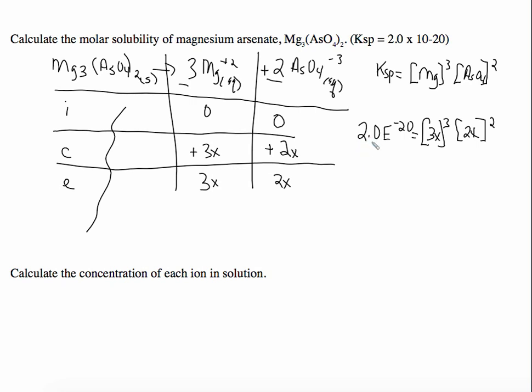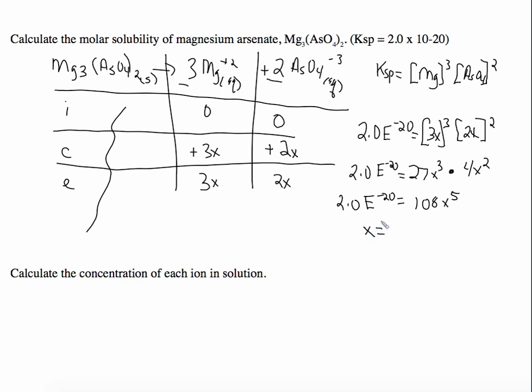2x squared. Now, when you do this, you've got to be careful, because a lot of people, I don't really know why, instead of doing 3 cubed, they go 3 times 3 and they get 9. But it's 3 cubed, so you've got 2e to the minus 20 equals 27, because that's 3 times 3 times 3, x to the third power, and 2 squared, so that's times 4x squared. So then you get 2e to the minus 20 equals, let's see, 27 times 4 is 108 x, remember you add the exponents, x to the fifth power.